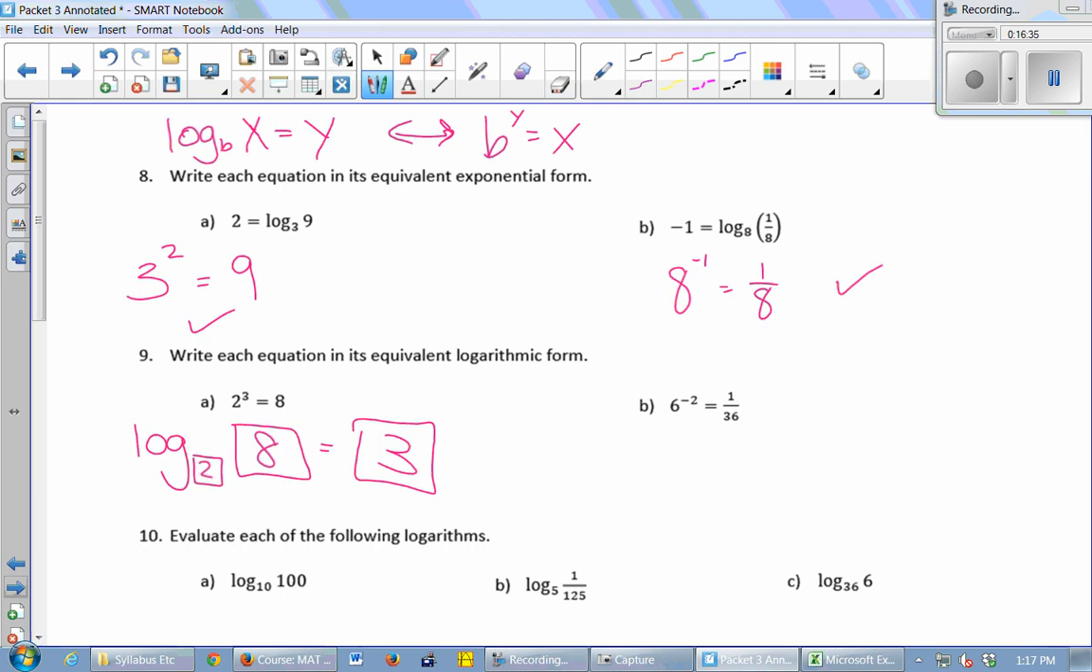All right, so in this one, 6 to the -2 is 1 over 36. An equivalent way of saying that would be to take the log. What base would I use? 6, because that's the base in the exponential. Log base 6 of something equals something else. The exponent always goes on the other side of the equation, so that would be -2. And then you put the final number in there.